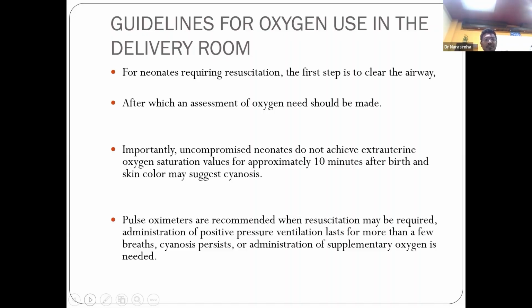In an uncompromised child, the pulse oximeter can be used, but it takes 10 minutes to reach the extrauterine saturation. So always focus on the temperature of the baby, the warmth, and the overall condition of the baby.